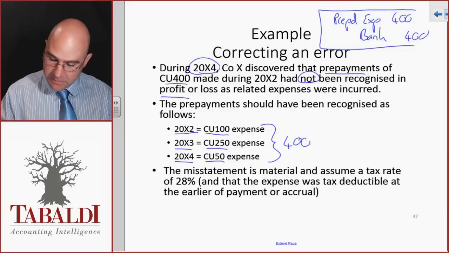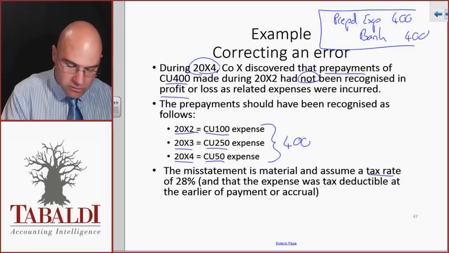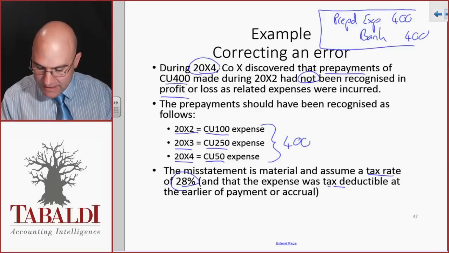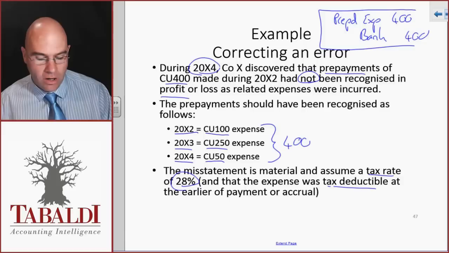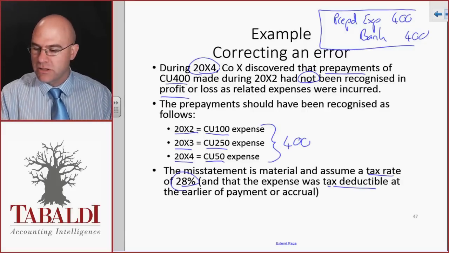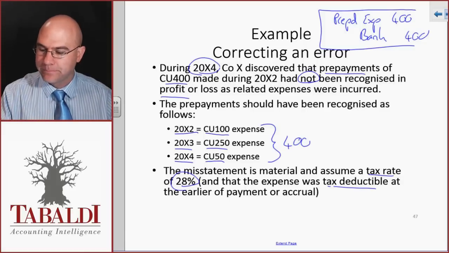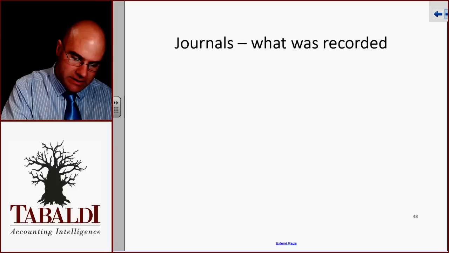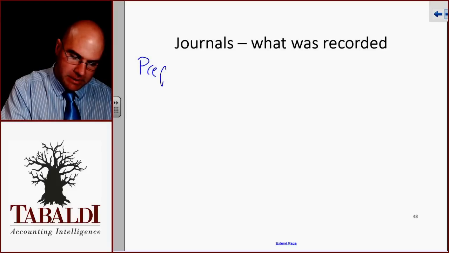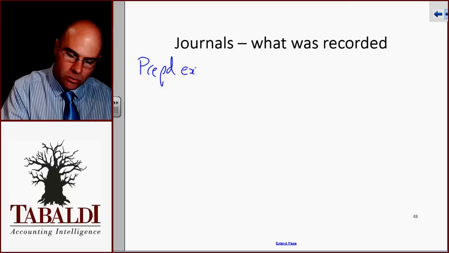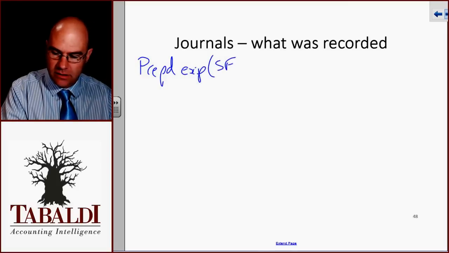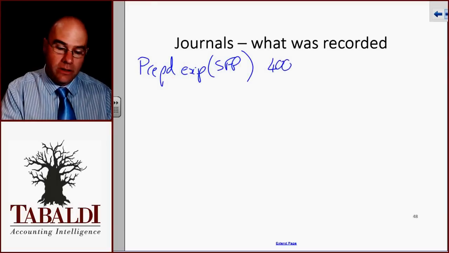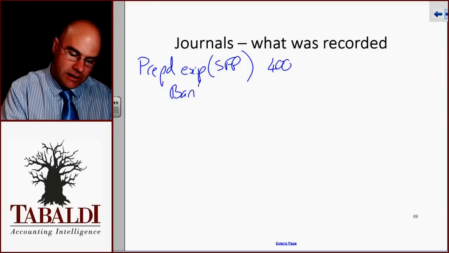The misstatement is material. I said assume a tax rate of 28% and that the expense was tax deductible at the earlier of payment or accrual, which is pretty much always how it's going to be. So what was recorded? We've shown you that there was a debit prepaid expense, which is an asset in the statement of financial position, of 400. The credit was against bank.